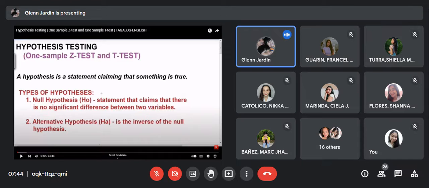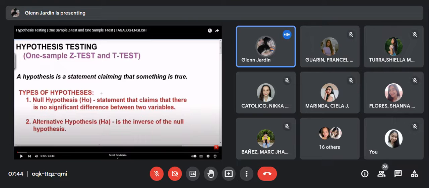We're going to determine how to use the Z-test in hypothesis testing, together with the t-test and the computation of the two. Because the two are related, they are in one discussion. Okay?